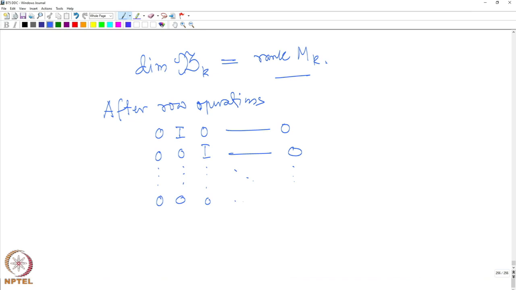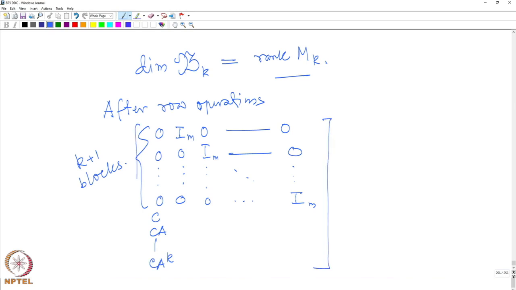0 0 0 identity. Yeah, I have such a matrix, and what is the size? There are k plus 1 such blocks. Oops, I am too messy today. Blocks, yeah, and then here I have C A dot dot dot up to C A to the power k, that is the matrix, and this is a big 0.